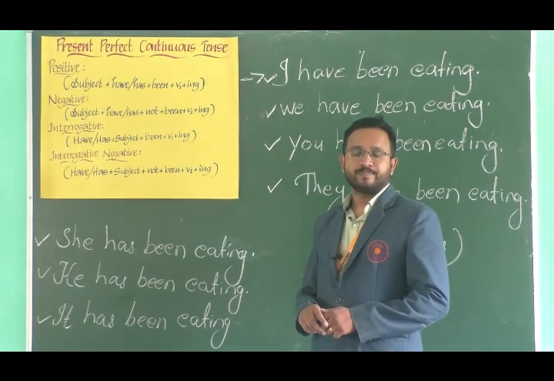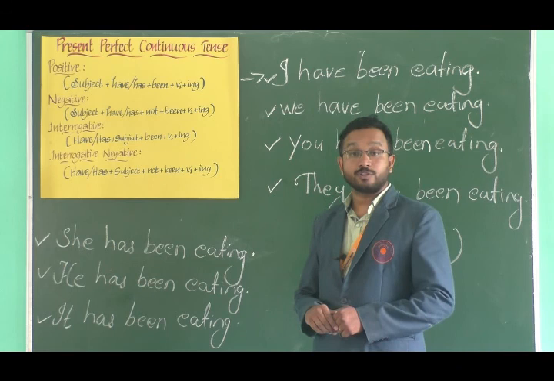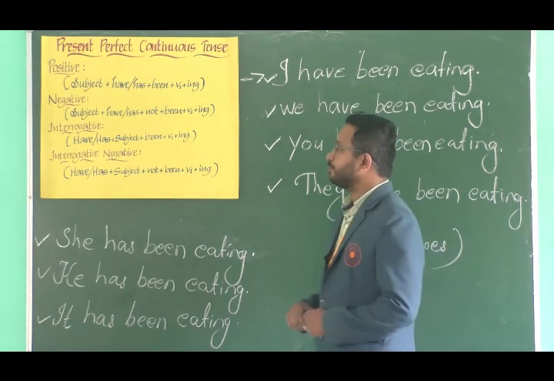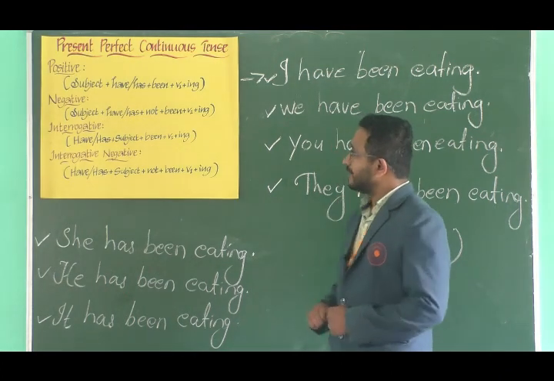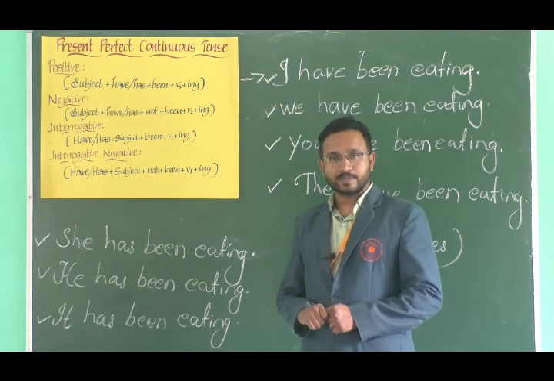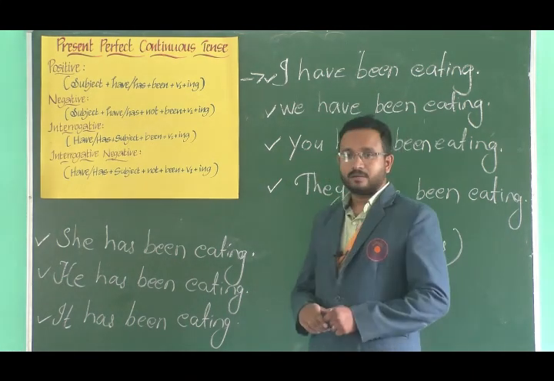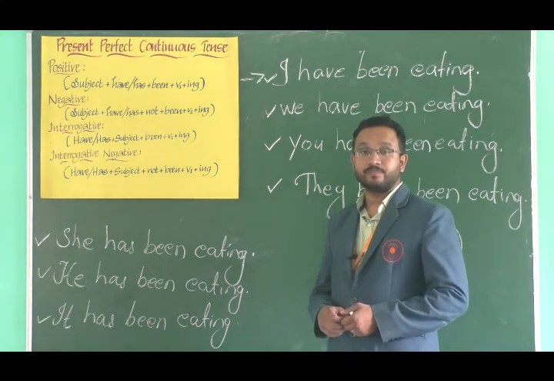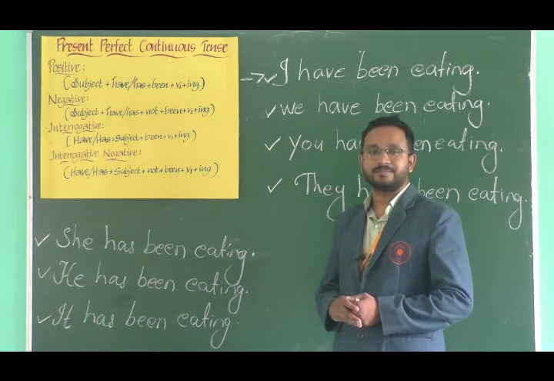Dear students, now let's focus on the first form. That is the positive form. Subject plus have or has plus been plus V1 plus ing. Here, I just give you some examples, to make it a little clearer to understand.